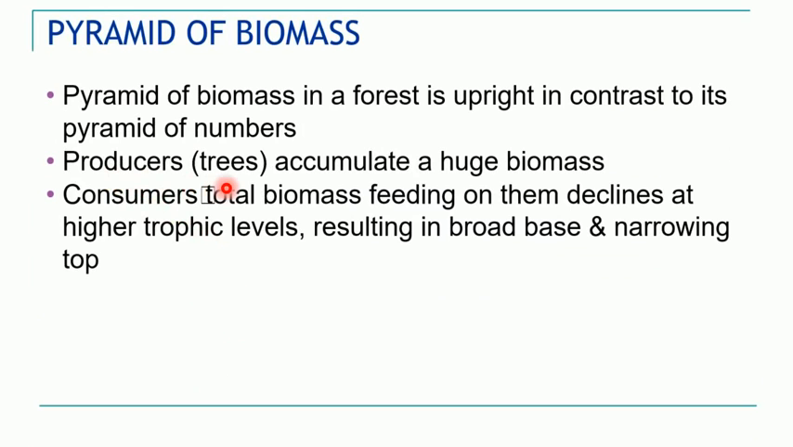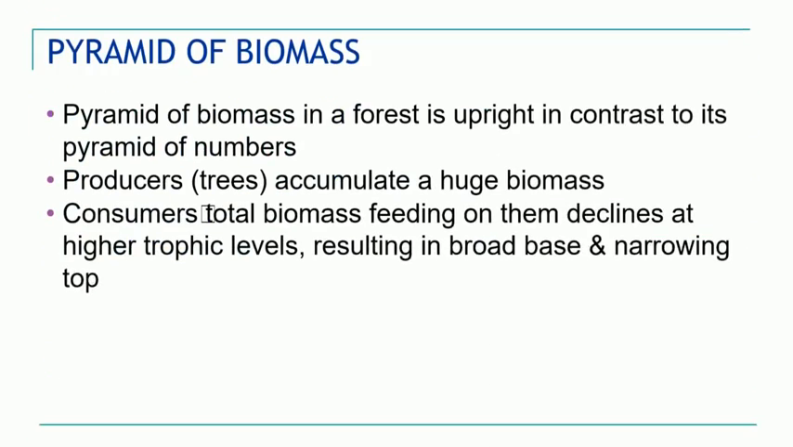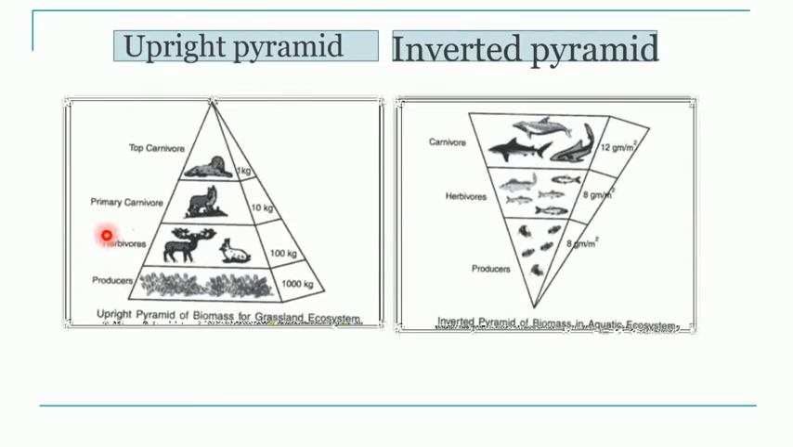So here the producers, that means trees. In a forest we have a large number of trees which are producers. So they have a large biomass. Since these trees have large biomass, your base will be broader. So all trees, their weight will obviously be very large. Suppose, for example, in a forest ecosystem, these producers have a weight of 1000 kilogram.